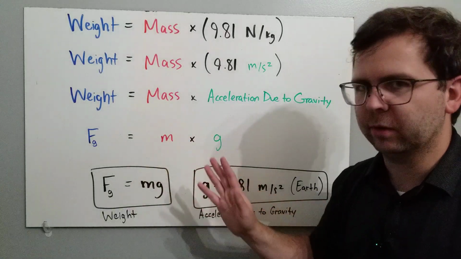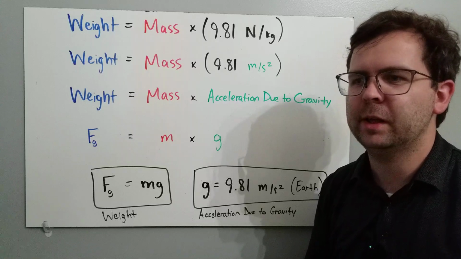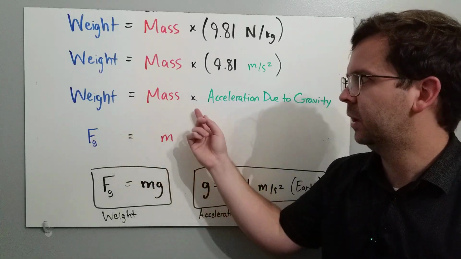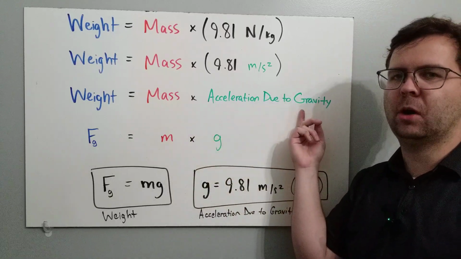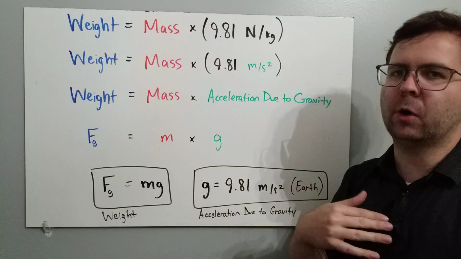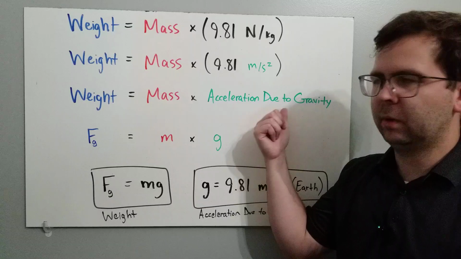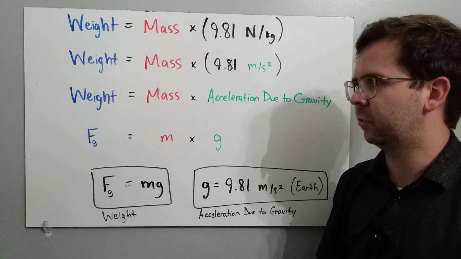So another way of saying this, and this is the way that it's most commonly represented in physics, is that the weight of an object is its mass times the acceleration due to gravity on whatever planet you're on. And we're going to assume it's always Earth unless it's otherwise specified, but the acceleration due to gravity on Earth is 9.81 meters per second squared.